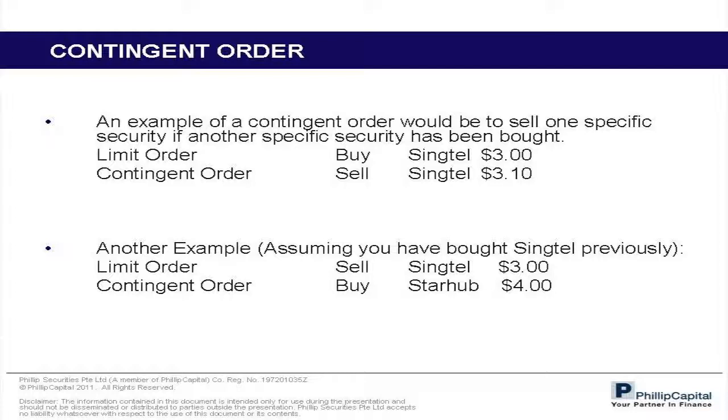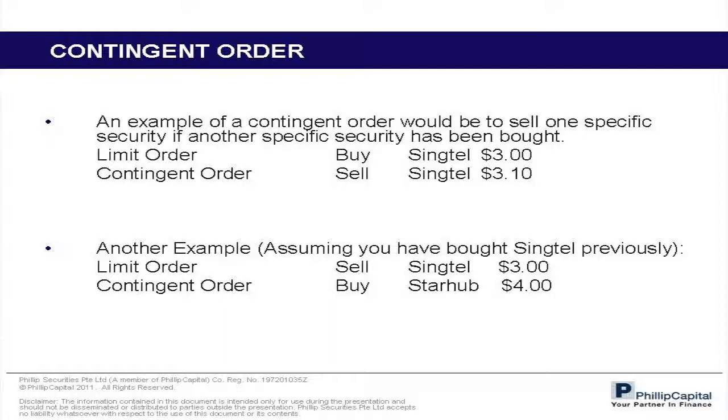You should place a limit order to buy Singtel at $3 and then tag a contingent order to sell Singtel at $3.10. If the first order to buy Singtel is not traded, the contingent sell order will not be activated, thus ensuring that you will not short sell the shares. However, if the first order is executed, the second order will be activated and submitted to the exchange.